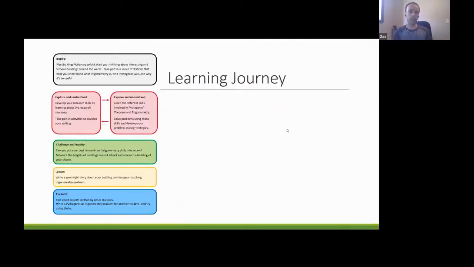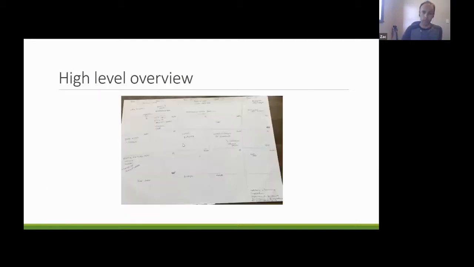From there, we try and work on a learning journey, how the two different subjects will come together for the students, and with the aim of them throughout the unit knowing where they are. Then we also do a high level overview, which is pretty much what the term's plan will look like. So on here you can see that we have a grid that's 5 by 5, that's 25 lessons in a term. Our school, by the way, does 90-minute lessons.